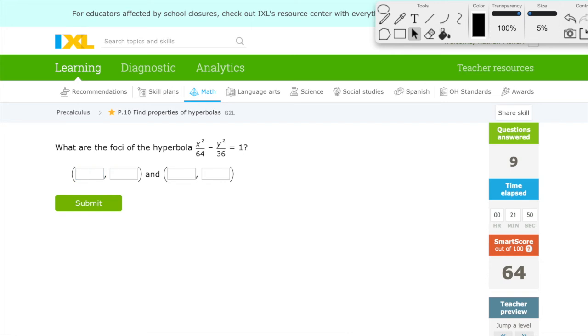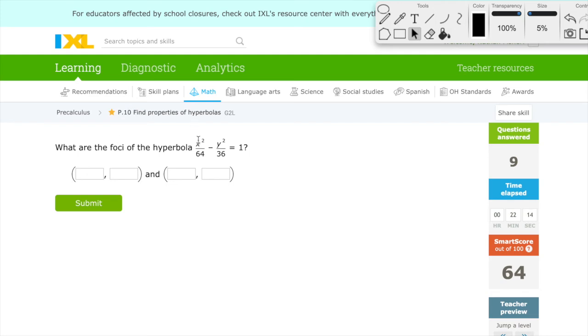Okay. The foci. It's not actually on the hyperbola itself, however it determines the shape of it and kind of how wide those U shapes are.